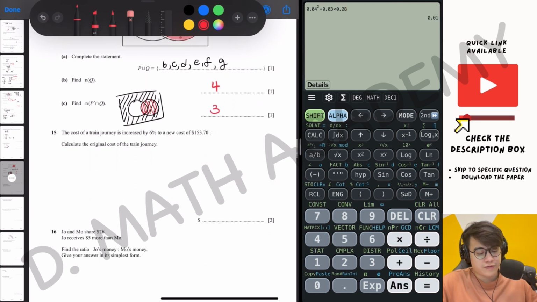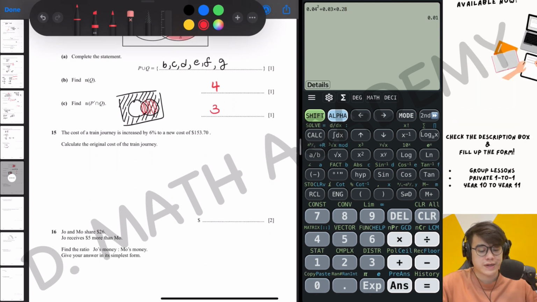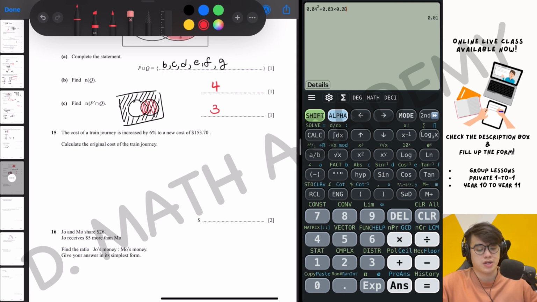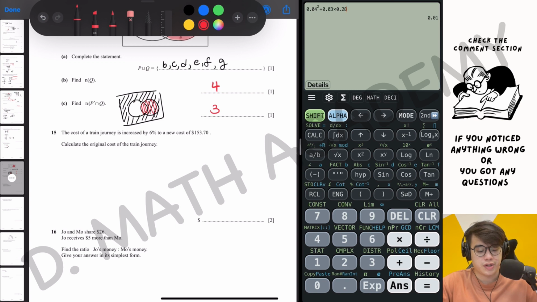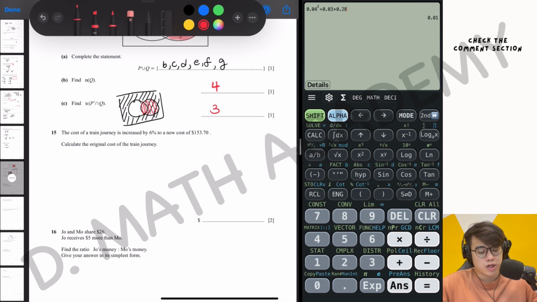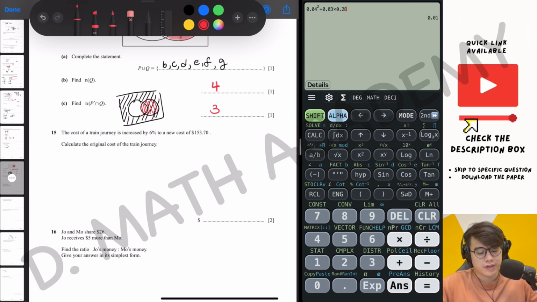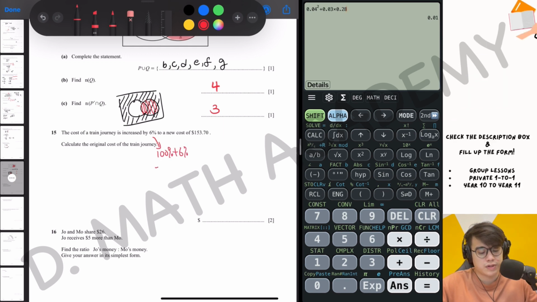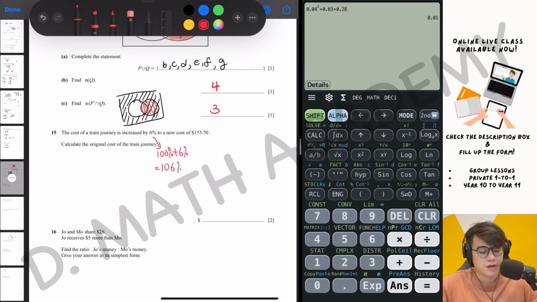Moving on to question 15, the cost of the train journey is increased by 6% to a new cost here. Calculate the original cost of the train journey. Okay, so this price here is after an increase, which means it is 100% plus 6%. So that's why you will see me writing 106% here.